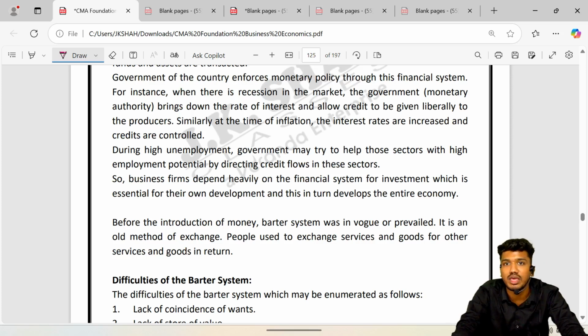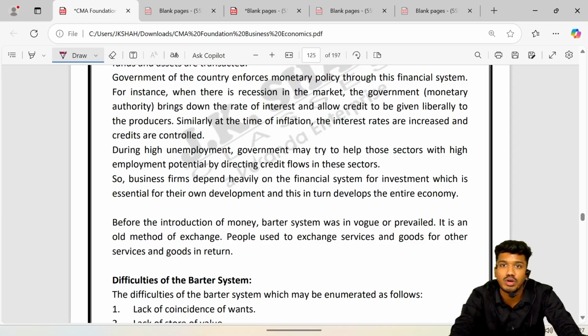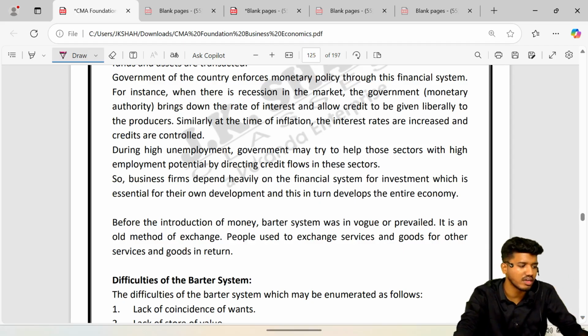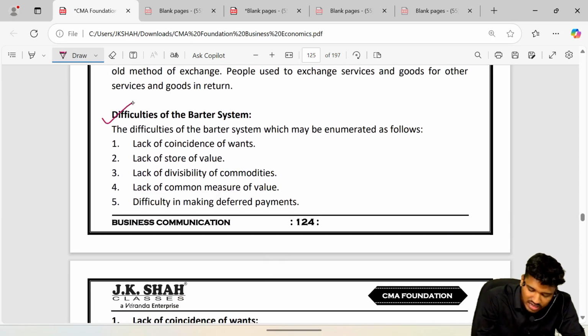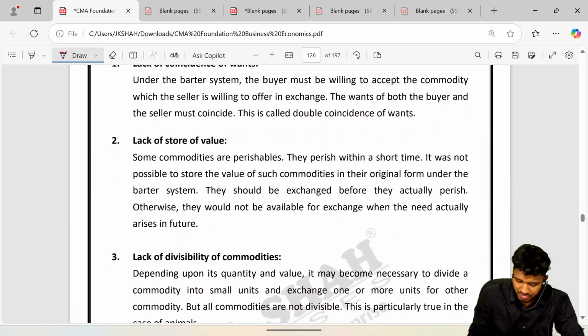Further, as we went ahead, different theories on money were put across. So there are different functions of money. We'll have to understand them, and you have to read them out so you will be in a position to understand them. Please go through the difficulties of the barter system once.